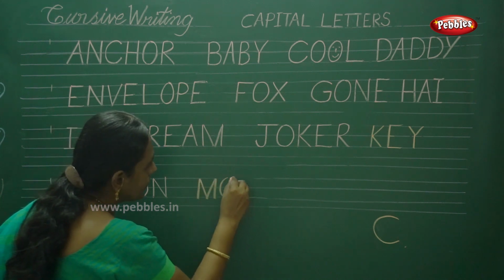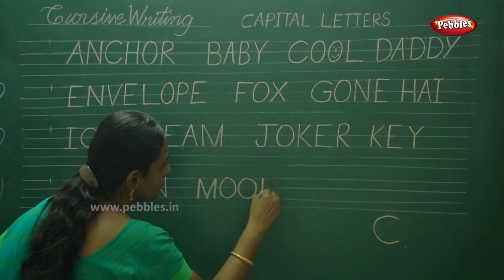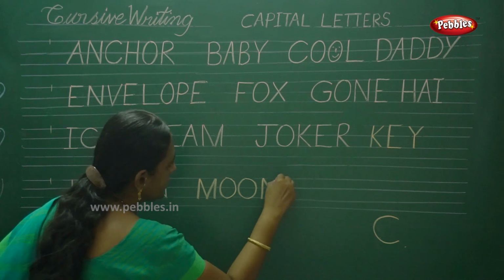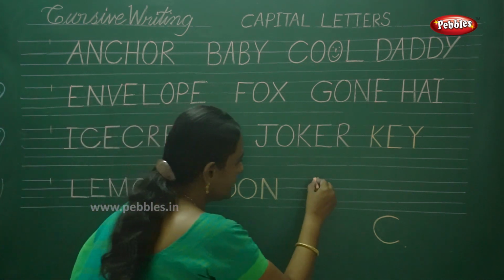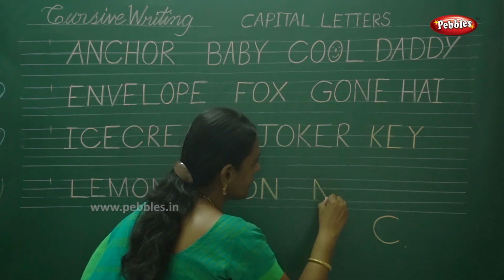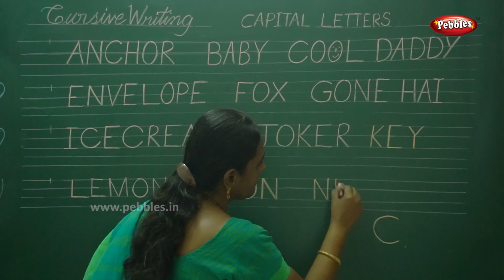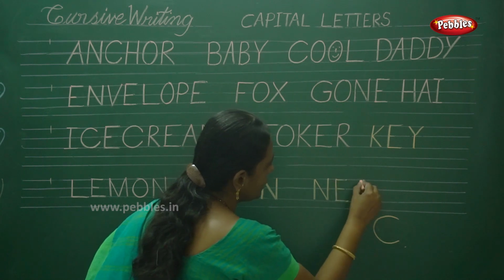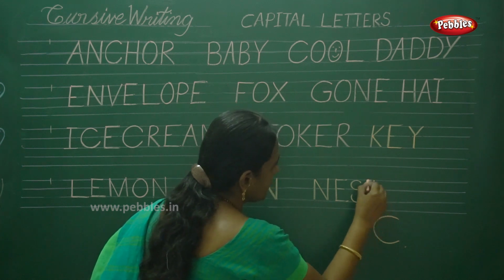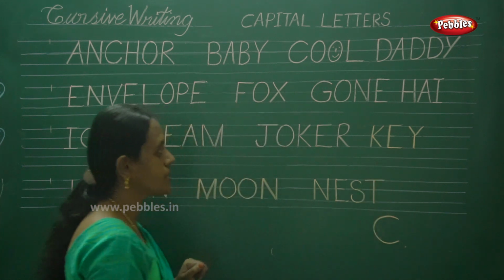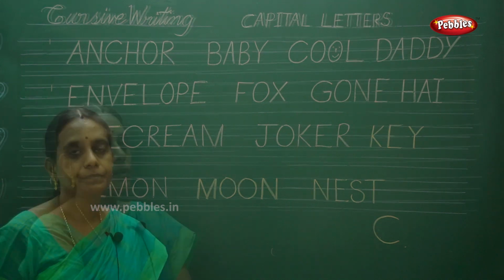moon. Okay, and yen, nest, N, E, S, T, nest. Okay, so we have completed from A to N.